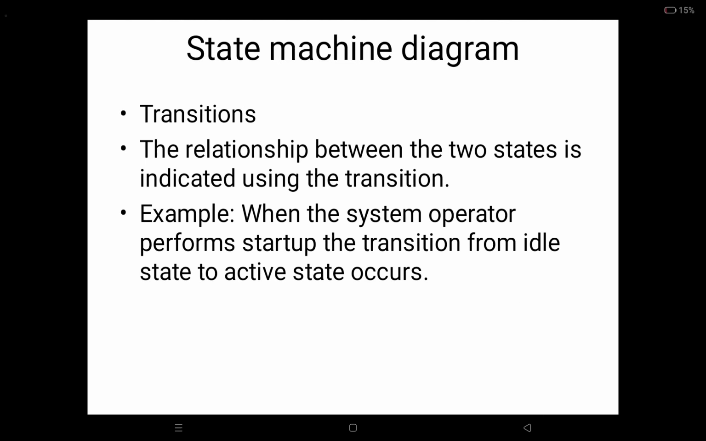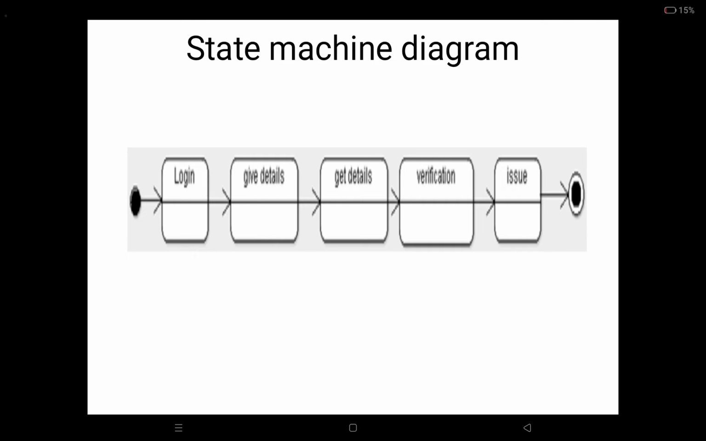Okay, transition. This is the third component of the state machine diagram. Transition is nothing but the relationship between the two states. The connection between the two states is represented by the transition. So this is the example. See, the login is the one, then give the details, then get details, verification, issue. This is an example of a state diagram.